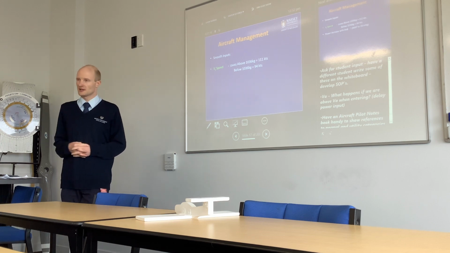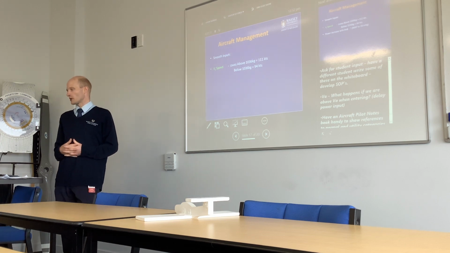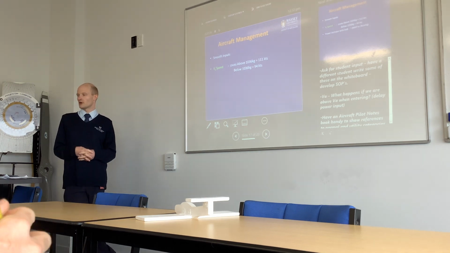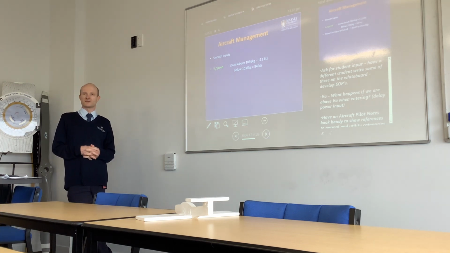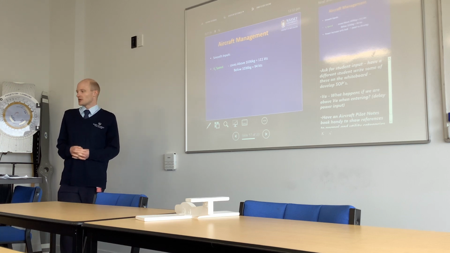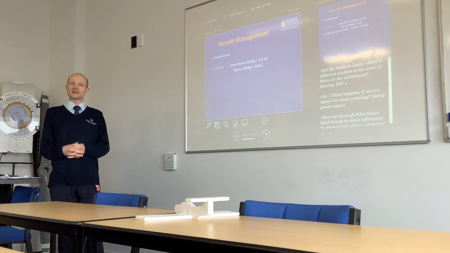There's two speeds for two different weight ranges. Above 1,036 kgs, it's 111 knots, and below that it is 94 knots. You need to memorise those speeds. And at the end of this briefing, we'll spend a bit of time talking about the flight manual and where to find them. So why does the VA speed change with a change in weight?